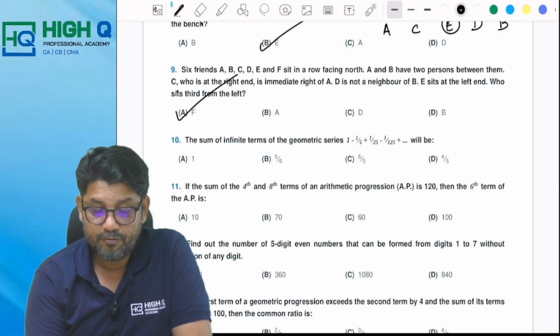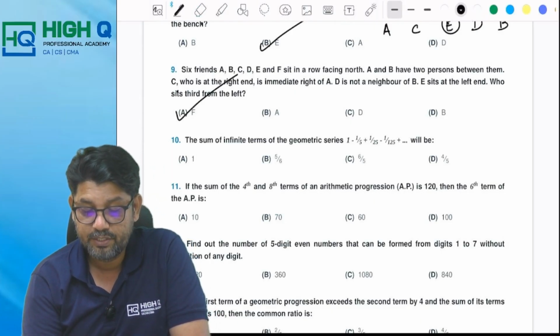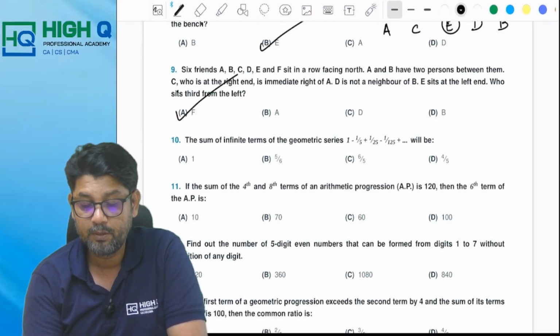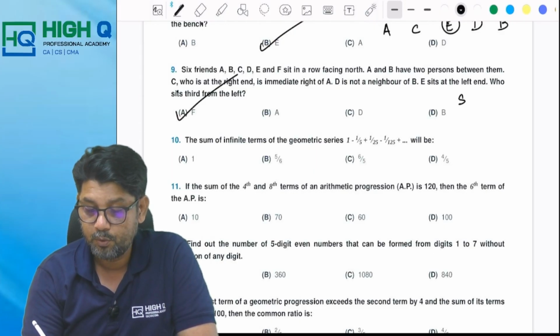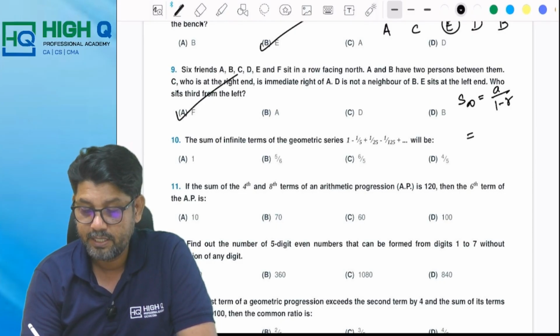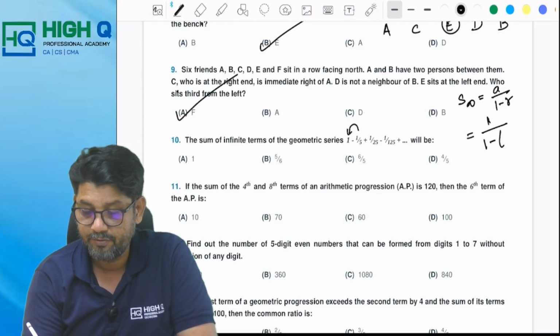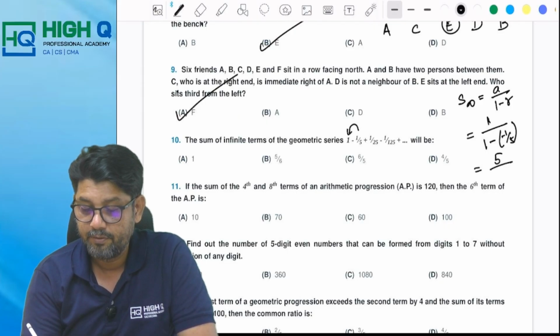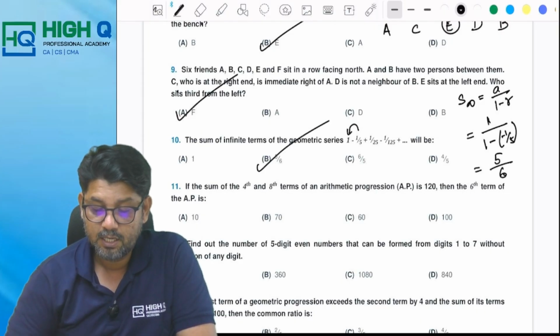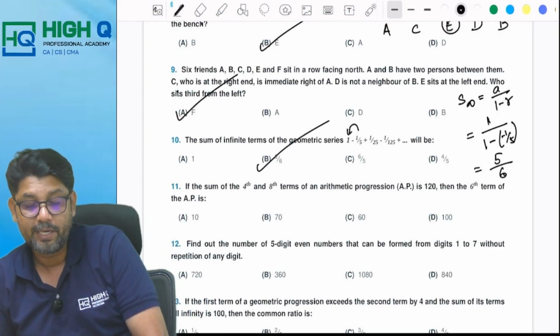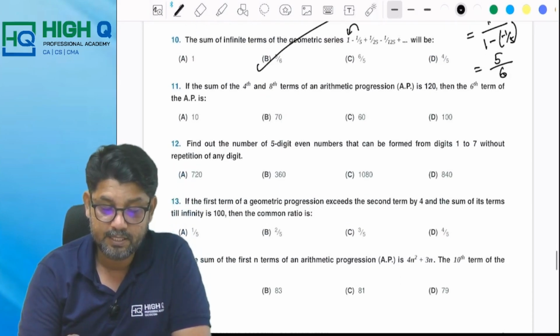What is the sum of infinite terms of the geometric series 1 minus 1 by 5 plus 1 by 25 minus 1 by 125 respectively? I hope you know the formula for S infinity, which is A by 1 minus R. Now tell me, what is A? A is nothing but 1. R is nothing but what, my dear? Second term divided by first term, which is nothing but minus 1 by 5. So 1 divided by 1 plus 1 by 5. When you take LCM, this is what you are going to get, 5 divided by 6.